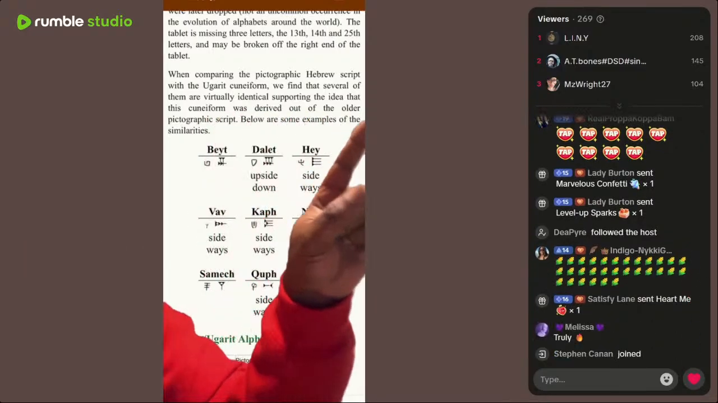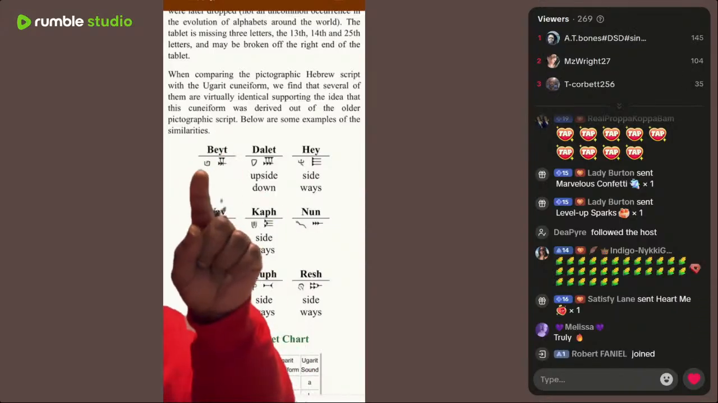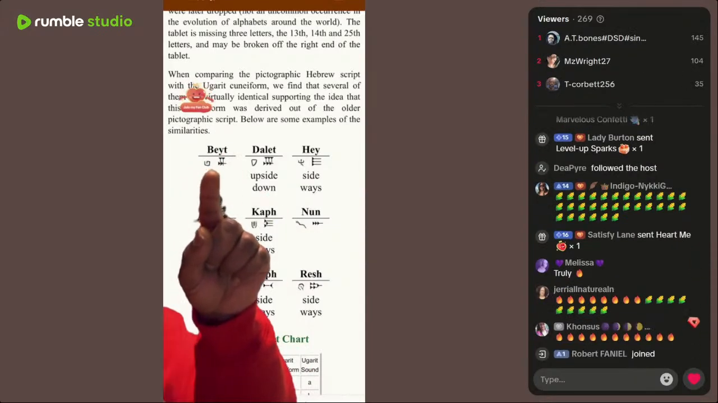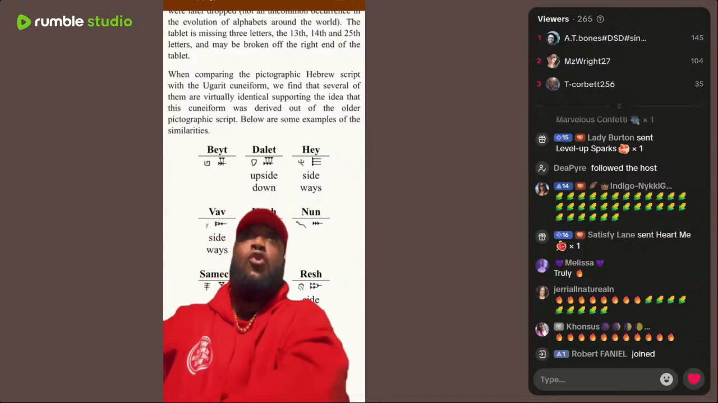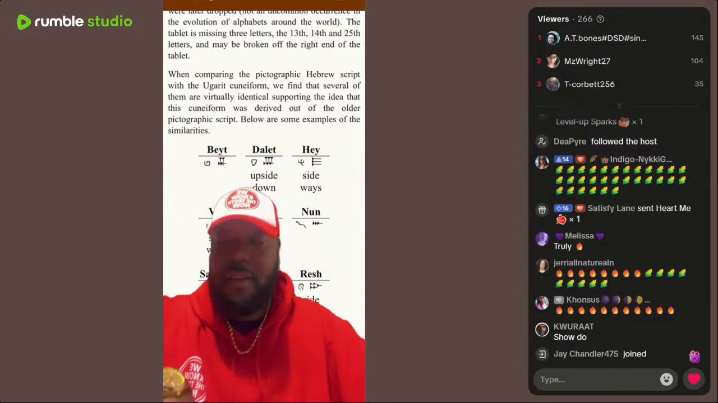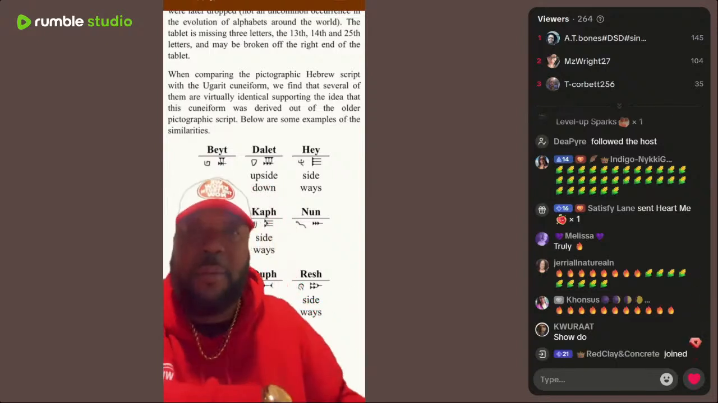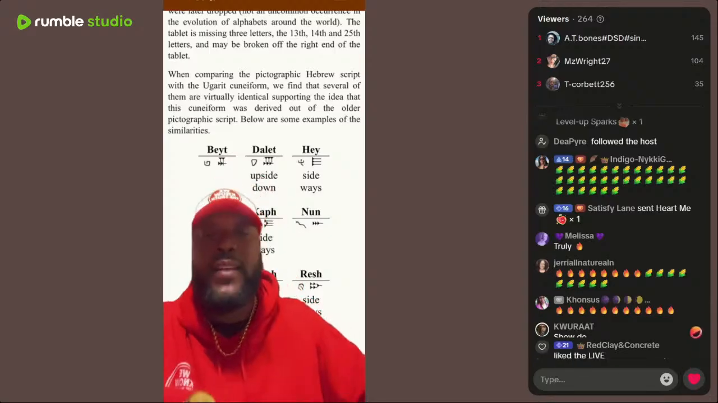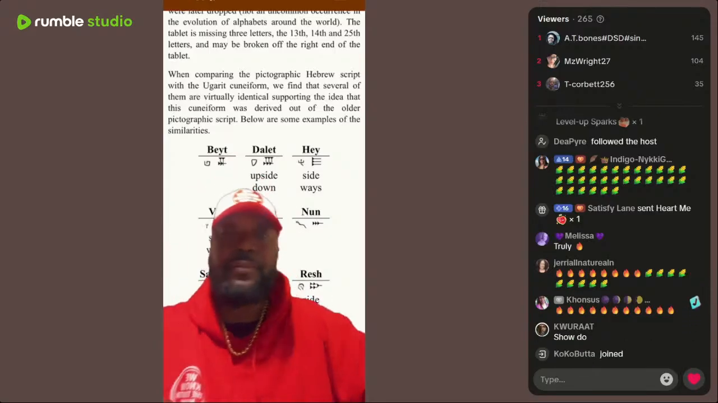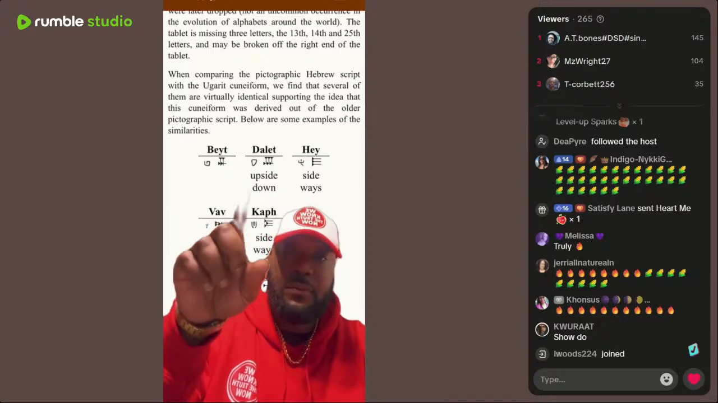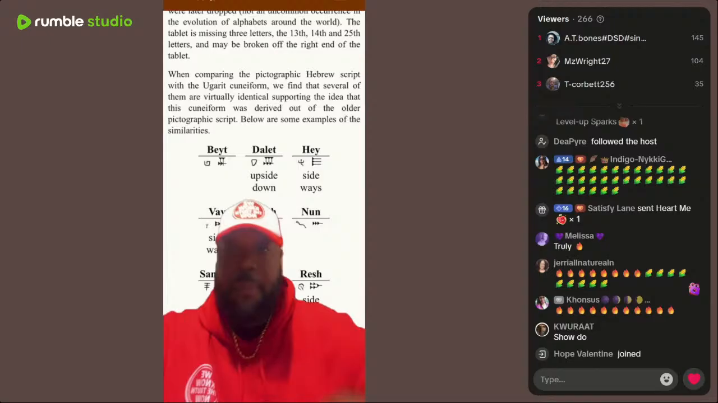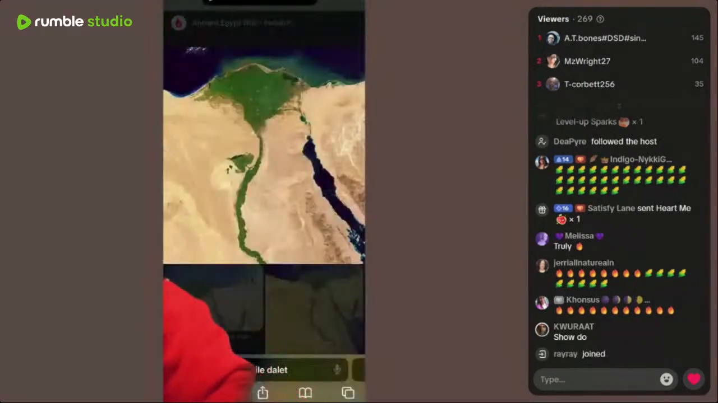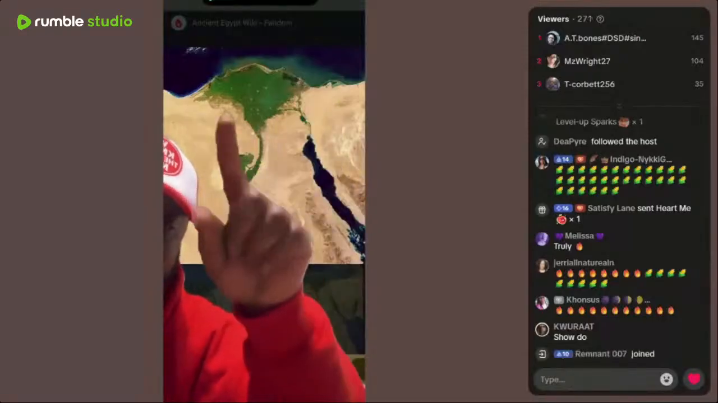Cuneiform was derived out of an older pictographic script. This the older one right here. Mayans got that symbol all over their architecture. Now, our culture, or the people, who named the Mississippi Delta and the Nile Delta because it was Dalet before it was Delta. Right? You see the triangle? They called this Dalet, the ancient culture. The Nile Delta was the Nile Dalet.